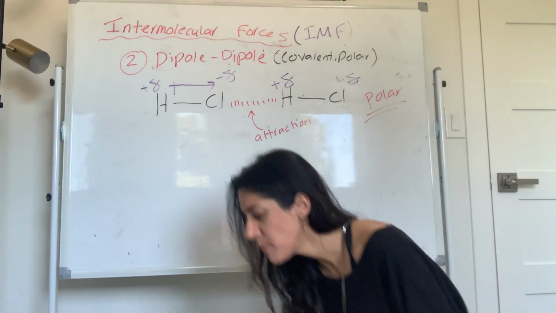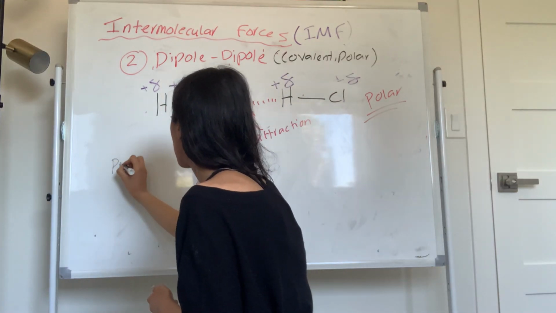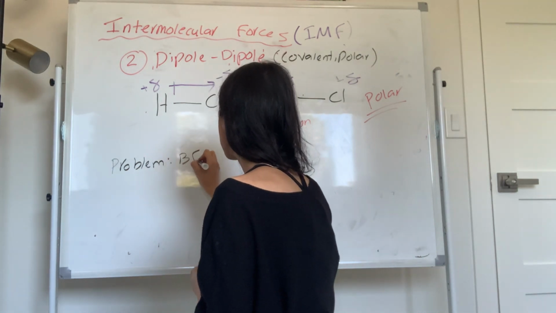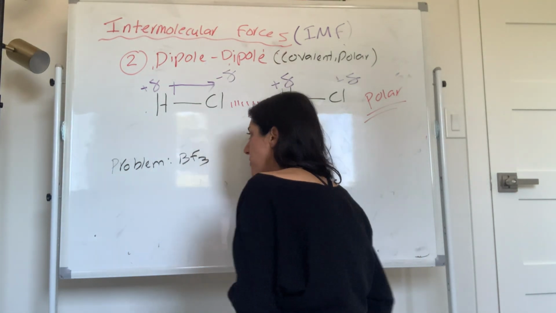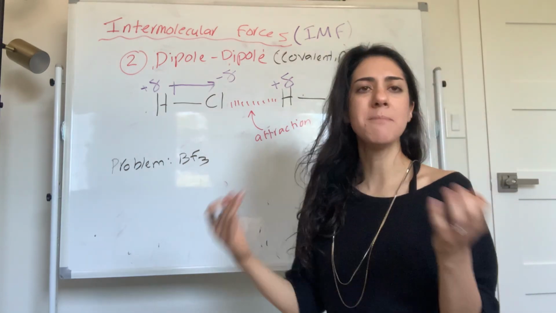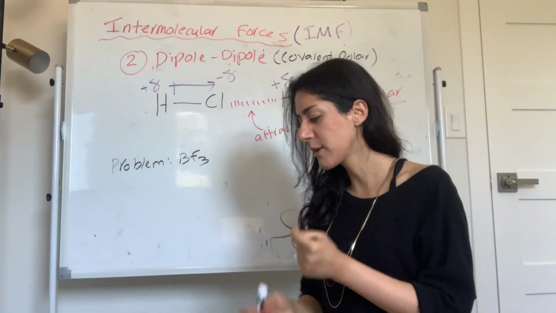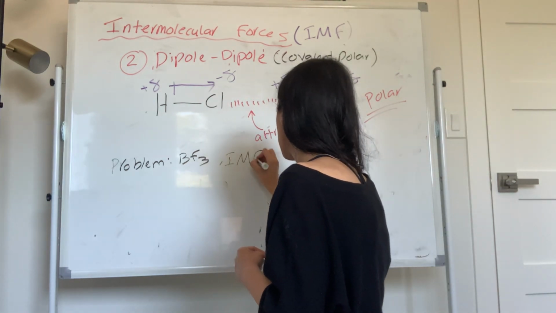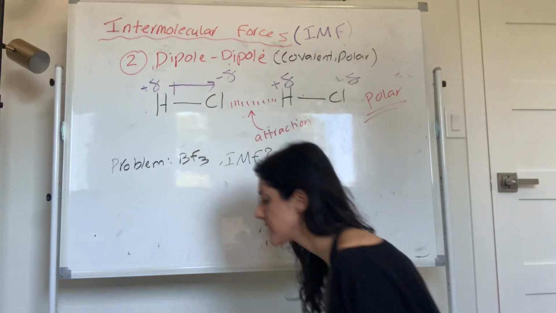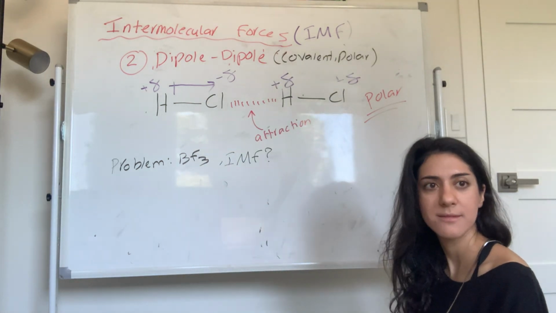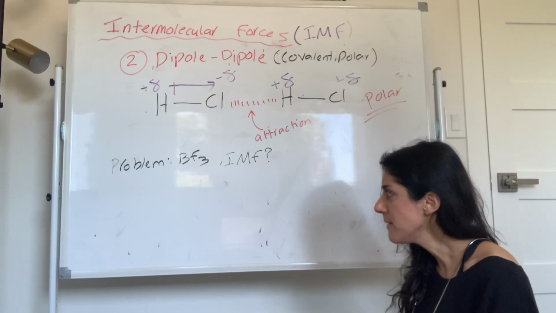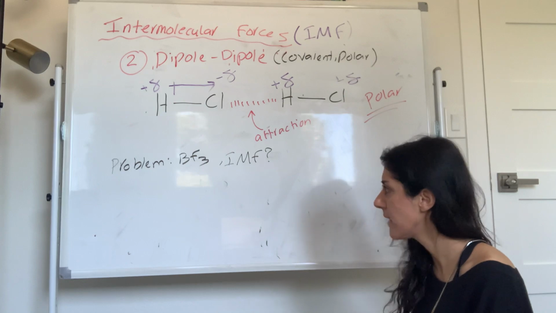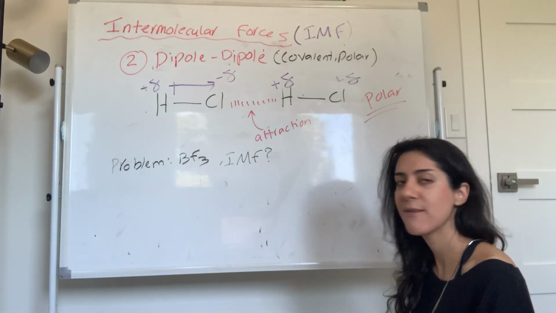Now, I have another practice problem for you. Here's our next problem. BF3. I have a bottle of boron trifluoride, okay? Which means there's millions and millions of BF3 molecules in that bottle. The question is, what type of IMF is holding boron trifluoride molecules together? Okay? BF3, two nonmetals together. Do you agree? Okay, two nonmetals together. That's good. And then that means I have covalent.